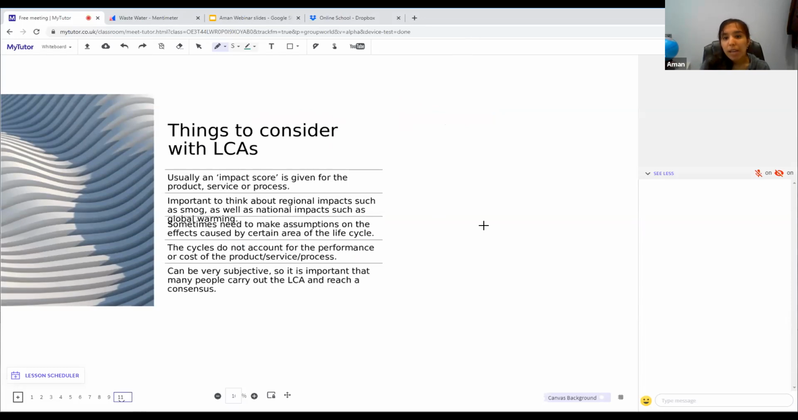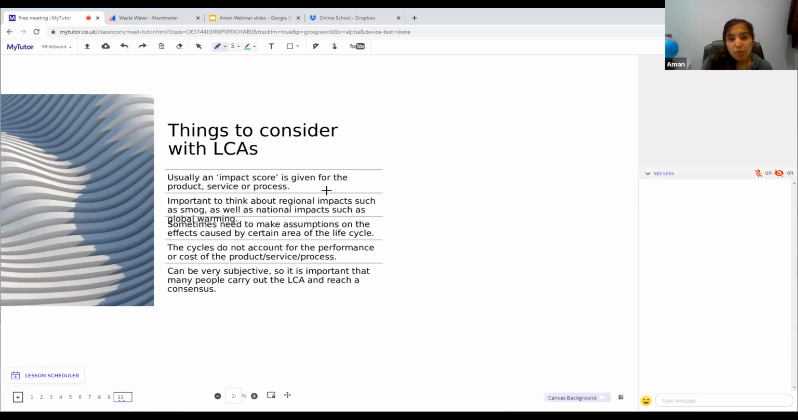So for example, if we had a bag made of plastic versus, for example, a bag made of cotton, you might expect the impact score for the plastic bag to be a lot higher, meaning that it has a higher environmental impact than the bag made from cotton. So impact scores can be given.